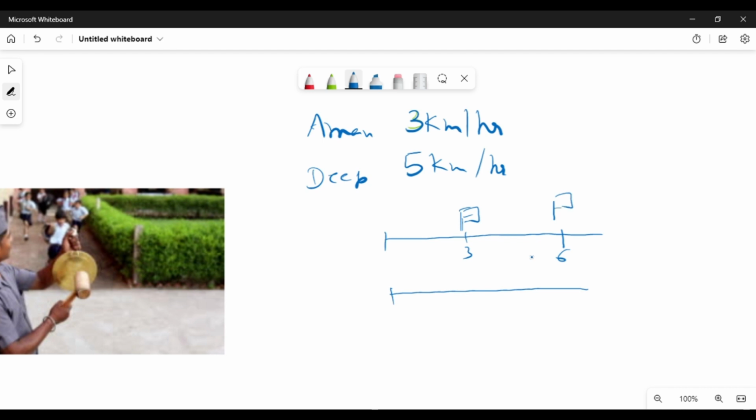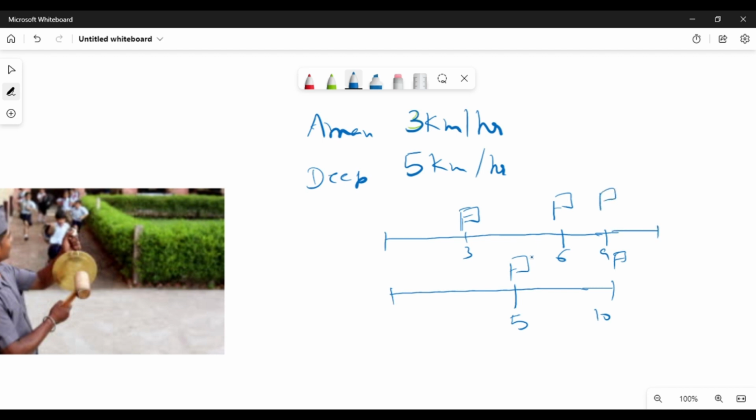And what will happen with Deep? After 1 hour he will be here at 5 kilometers and he will place a flag here, and after 2 hours he will be at 10 kilometers. This is 5 and this is 10, and he will place a flag here. After this, he will reach 9 kilometers, so here he will place the flag.